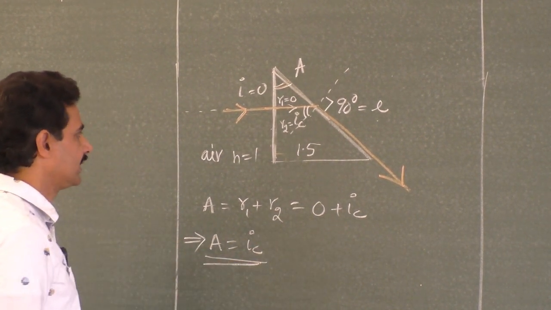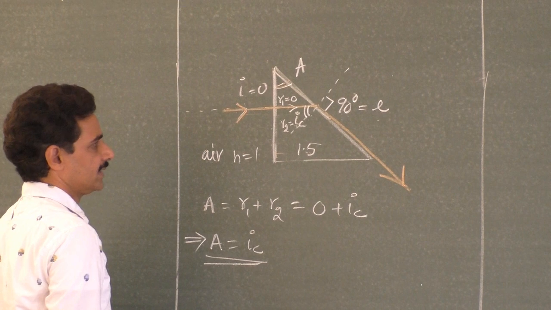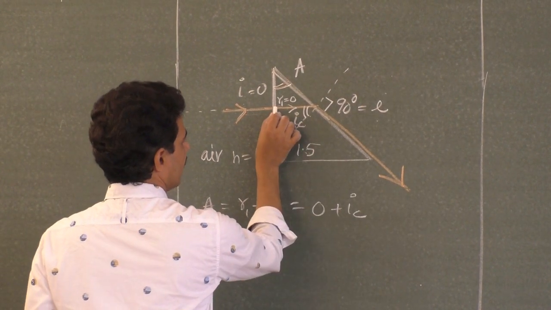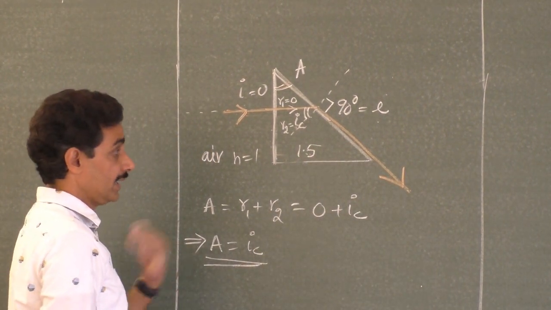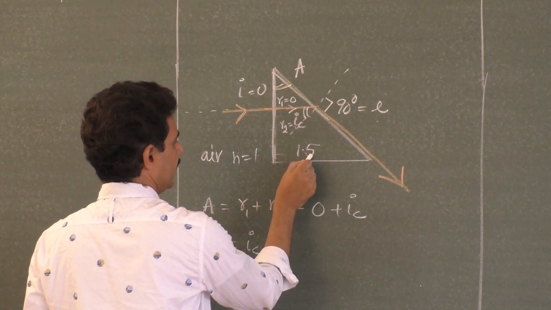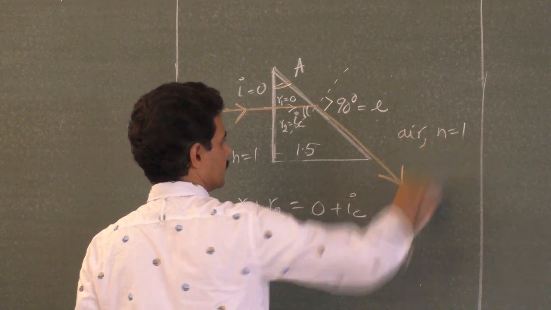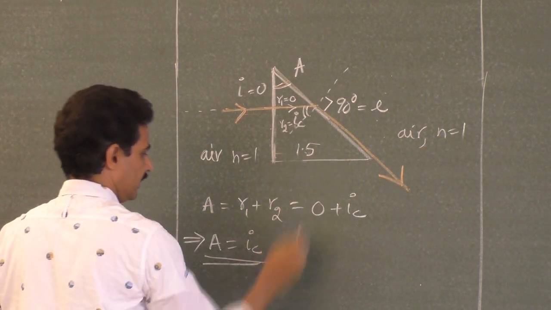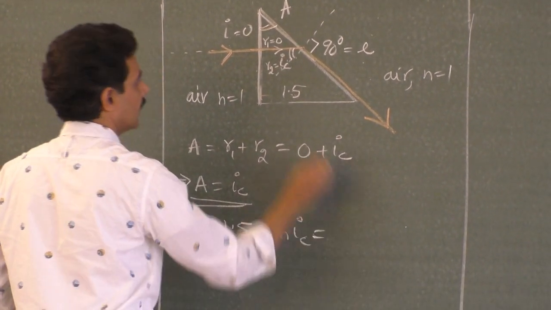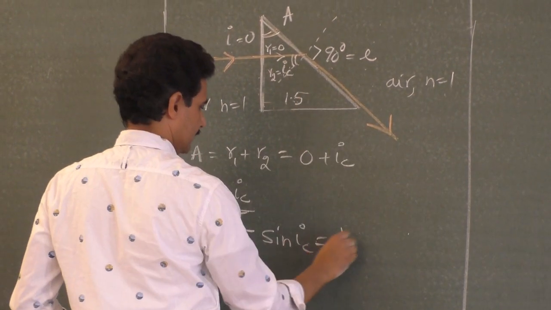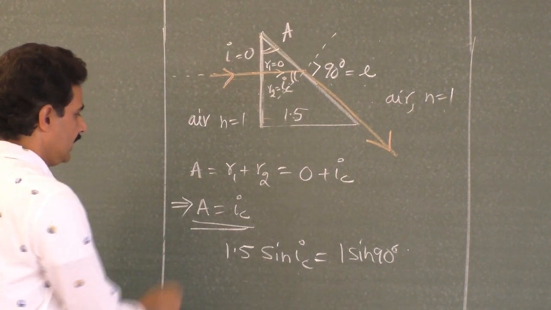Now, how to get the critical angle? You know the relationship between critical angle and refractive index, or you just apply the general law of refraction. A ray of light is incident at an angle such that it undergoes refraction at 90 degrees, grazes the surface. If it grazes the surface, I can write 1.5 sin ic equals 1 sin 90, because this is air and the refractive index is 1. So apply the general law, Snell's law: 1.5 sin ic is equal to 1 sin 90. So once you get ic, that itself is A.